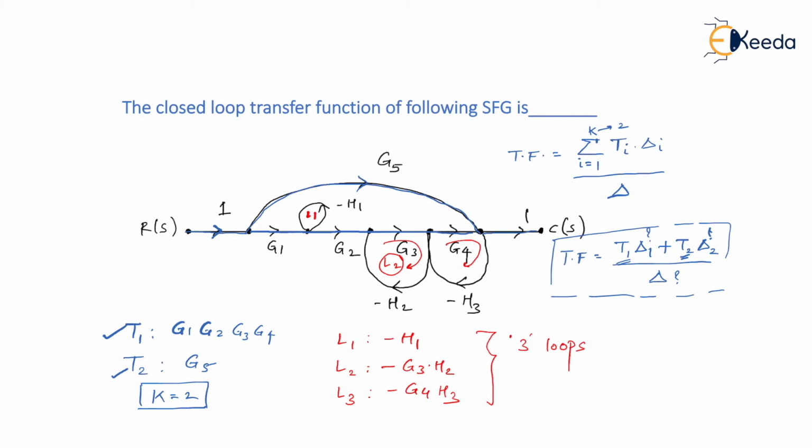Out of the 3 loops, L1 is a self loop. Again, there is no need to really differentiate between a self loop and a normal loop; I am telling you only for your knowledge. And there is no other loop possible. So the number of forward paths is 2 and the number of loops is equal to 3. Let us calculate delta now.